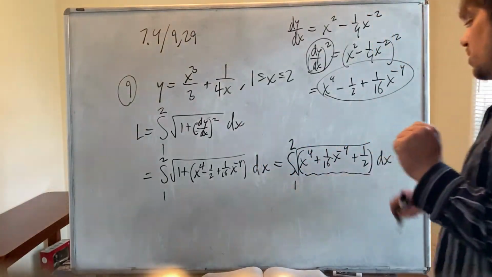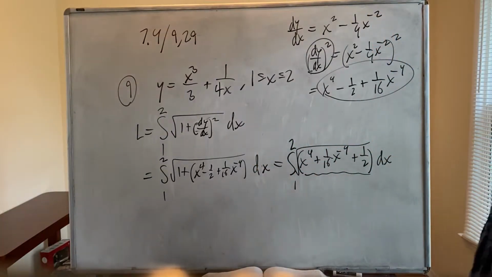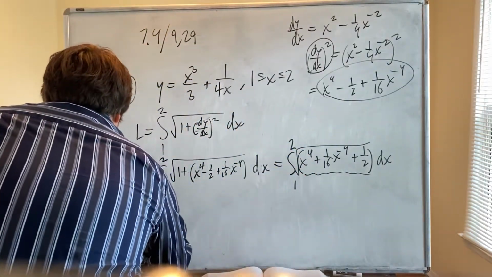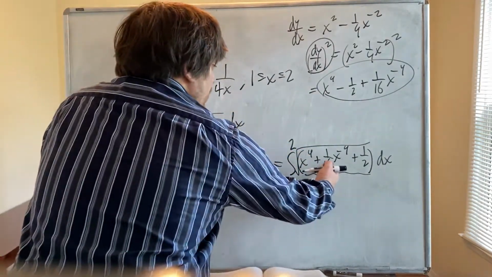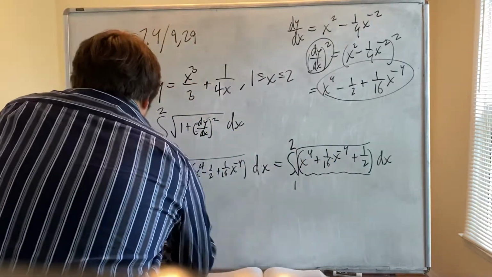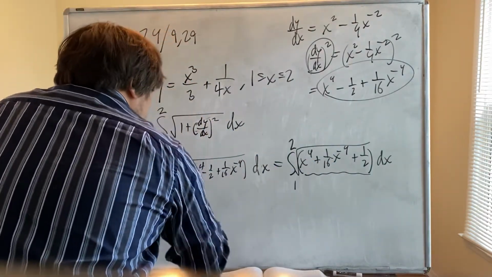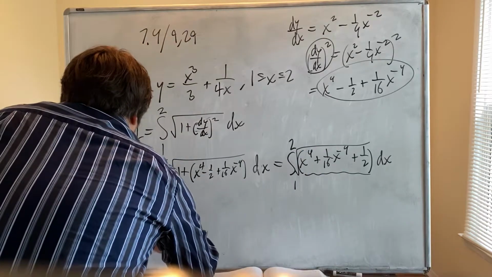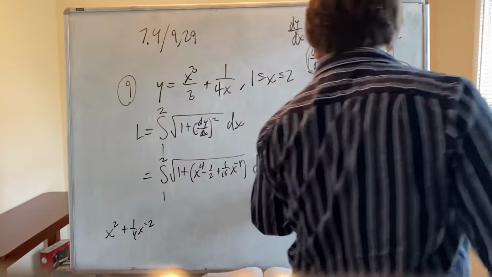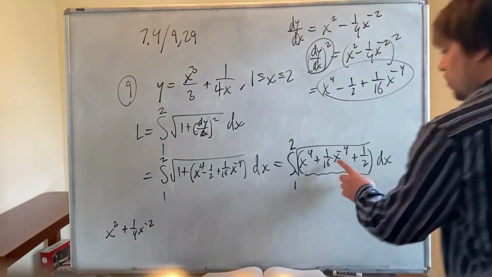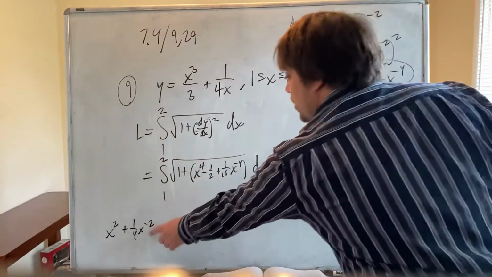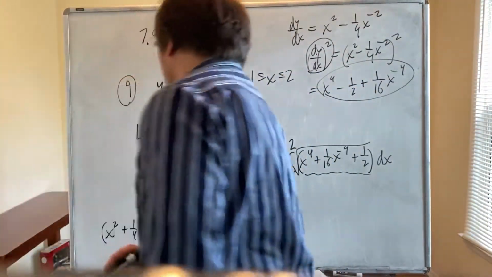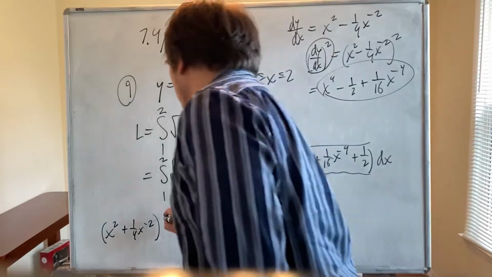This expression, you can express as something squared. And so you see an x to the 4th here. So think of x squared, which is the square root. And you think of 1/16 here, and think of the square root of that, which is plus 1/4 x to the negative 2. So the square root of x to the 4th is x squared. The square root of 1/16 x to the negative 4 is 1/4 x to the negative 2. Now put that in parentheses: x squared plus 1/4 x to the negative 2, and square it. Let's see what you get.